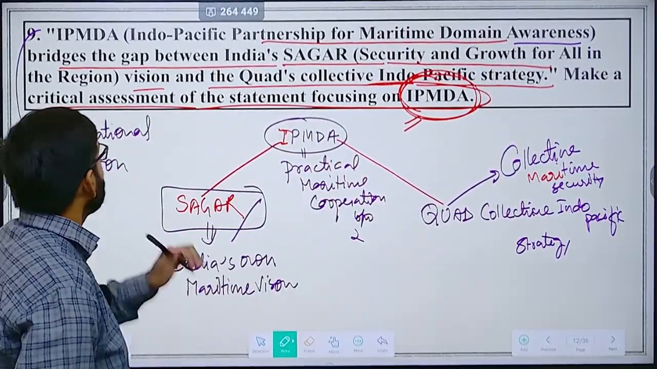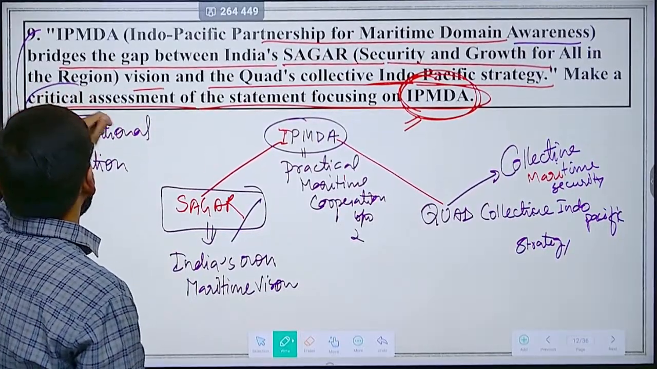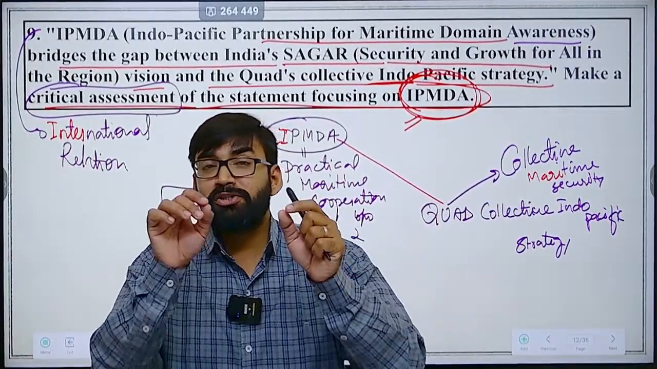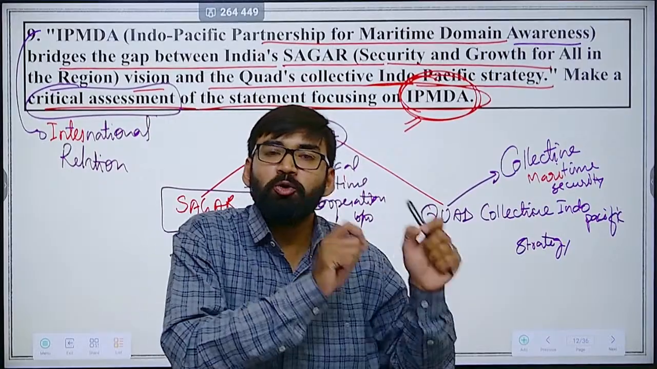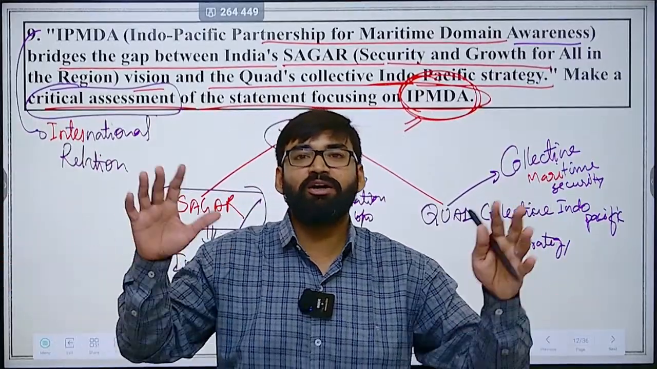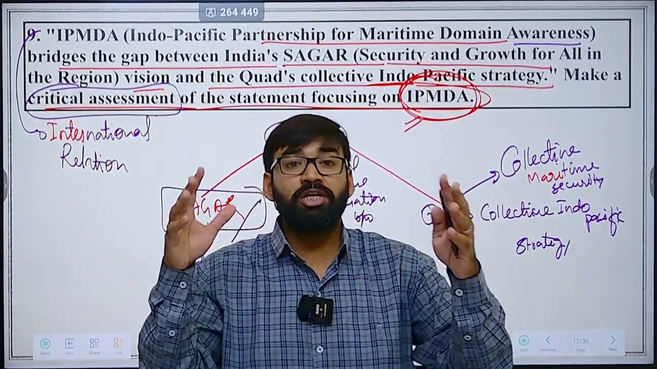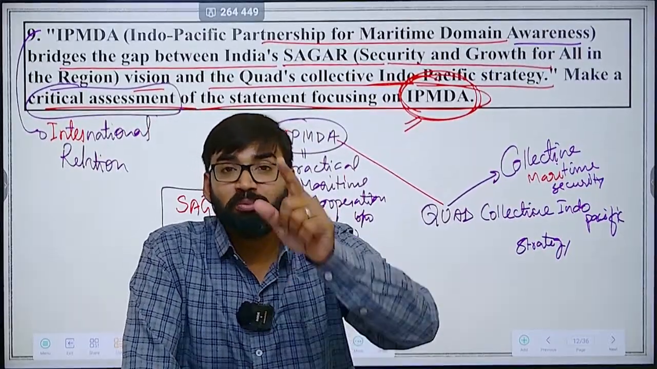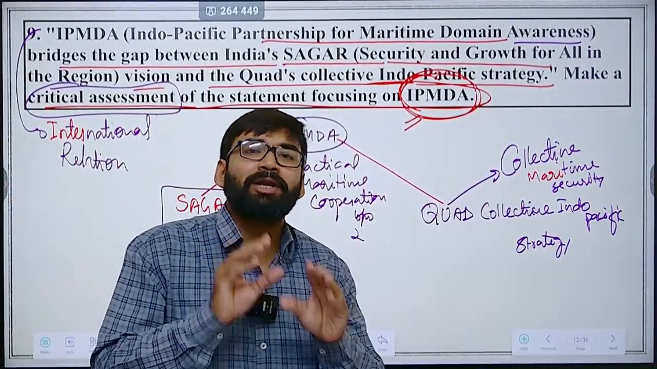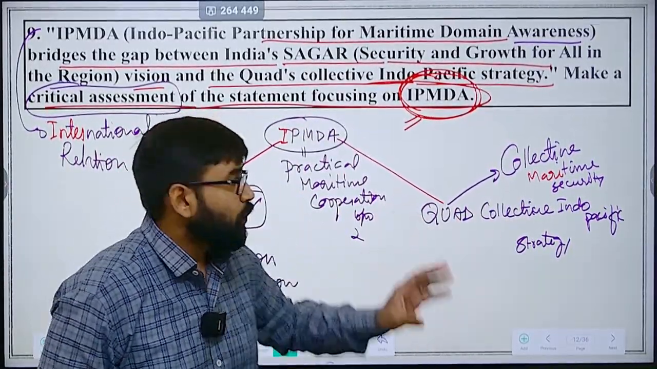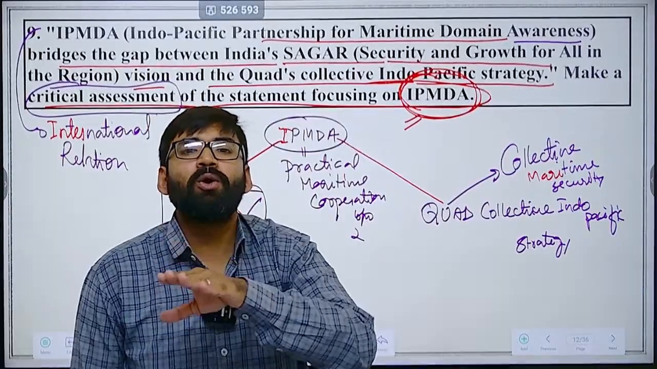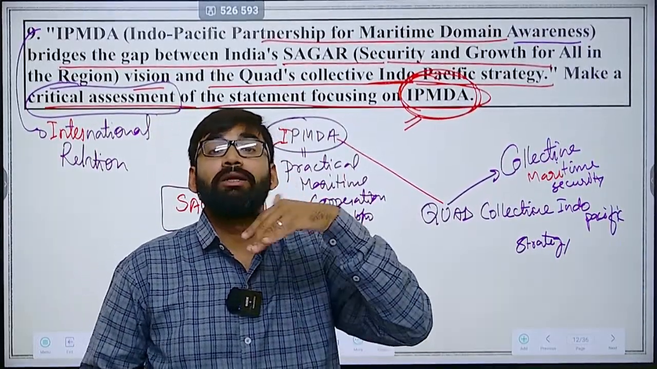But what is the question saying? The question is saying you have to make a critical assessment focusing on IPMDA. This is where many aspirants lose marks. Don't write that IPMDA is an excellent, wonderful initiative that strengthens the Quad as well as Sagar. No. You must ask, does IPMDA really bridge the gap completely? This is the demand of UPSC. Not entirely. Then mention limitations.